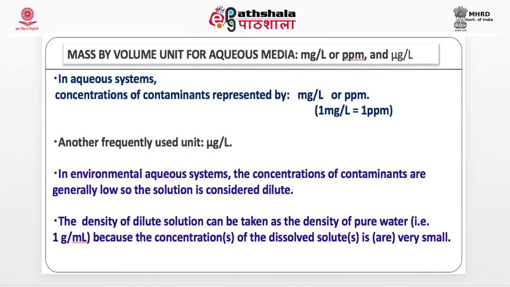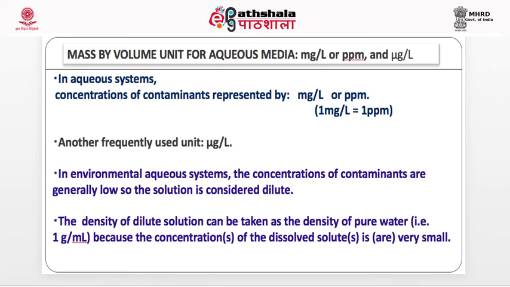Mass by volume unit for aqueous media. Now this is also a very popular unit in water pollution: microgram per liter or ppm. ppm in aqueous solutions is equal to milligram per liter. In aqueous systems, ppm is the preferred and widely used unit for representing concentrations of contaminants. In environmental ecosystems, the concentrations of contaminants in solutions are generally treated as dilute.